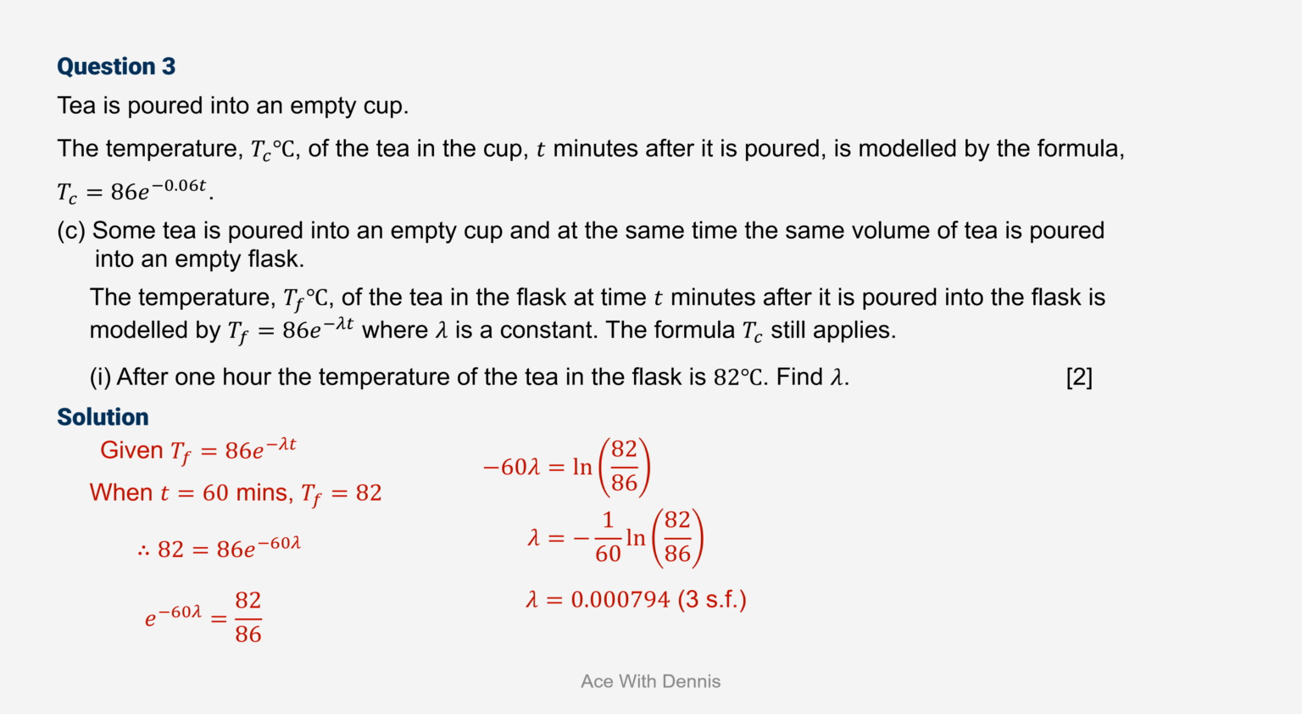2. Use your answer from part C1. Find the time when the temperature of the tea in the cup is half the temperature of the tea in the flask, 3 marks. So to solve this question, given that the temperature of the tea in the cup is half the temperature of the tea in the flask, we can form the equation Tc equals half Tf.